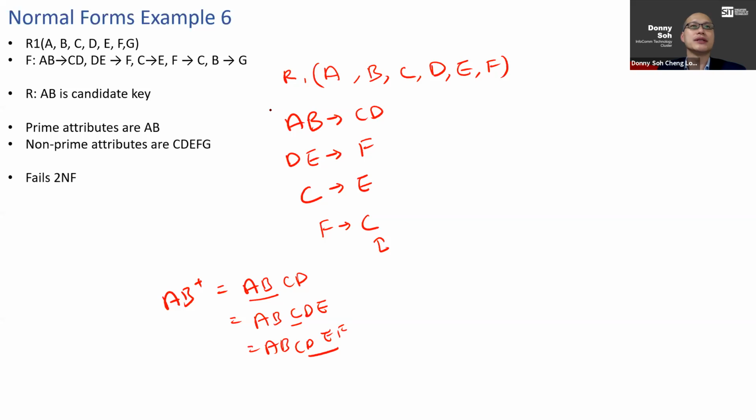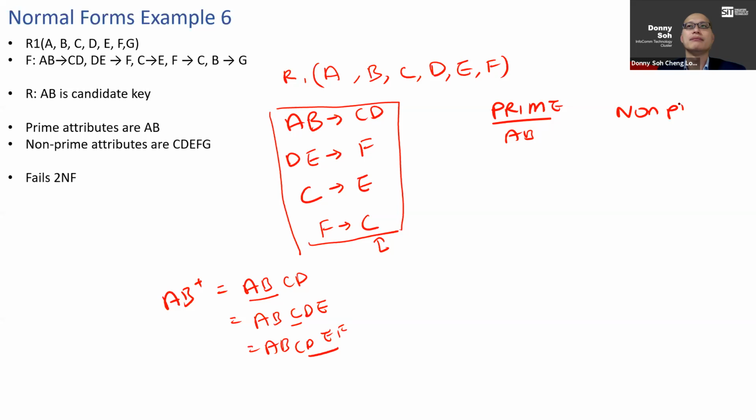So these are the conditions that we have, the functional dependencies. Okay, so let's look at the first one. So prime is AB, non-prime is C, D, E, F. Okay, so let's look at the first one. AB implies CD. CD is a non-prime. AB is a prime. So this is in 1NF, 2NF, and also 3NF, and actually BCNF.